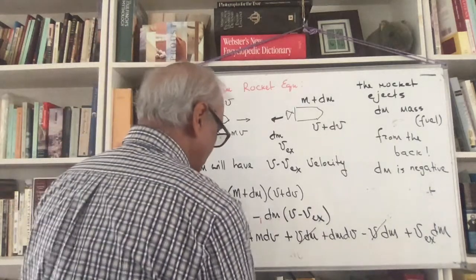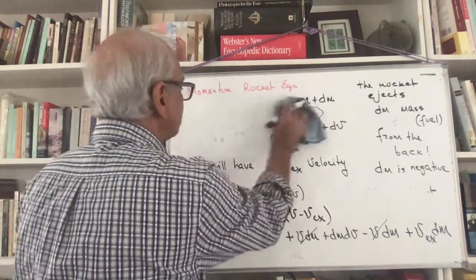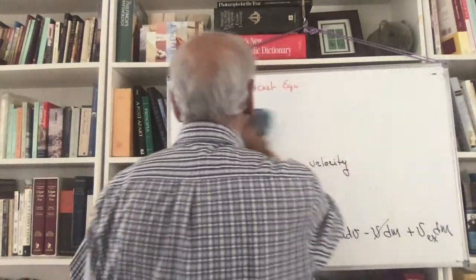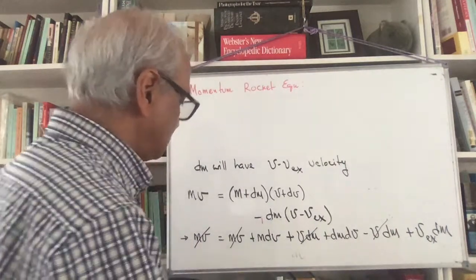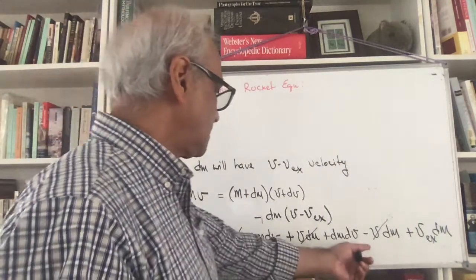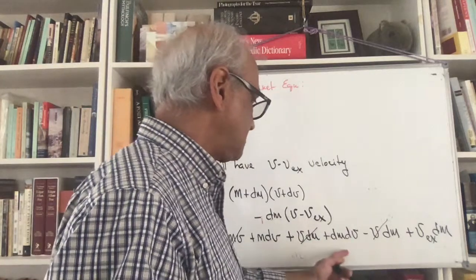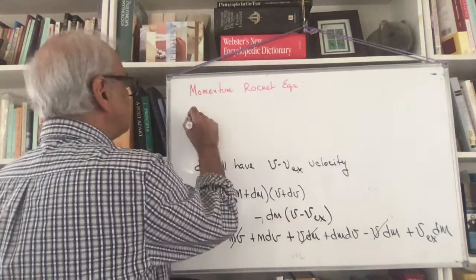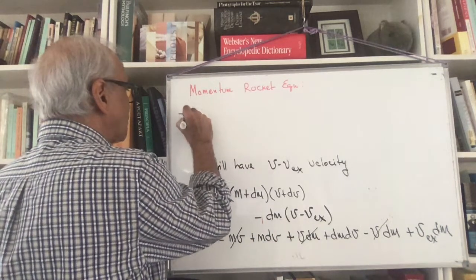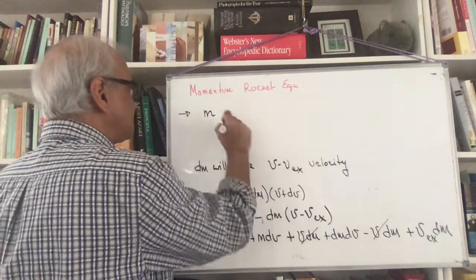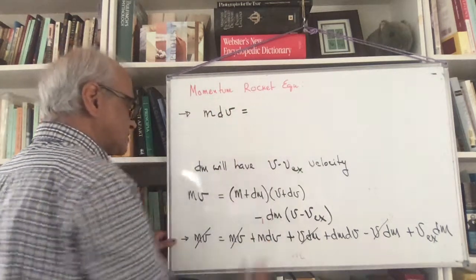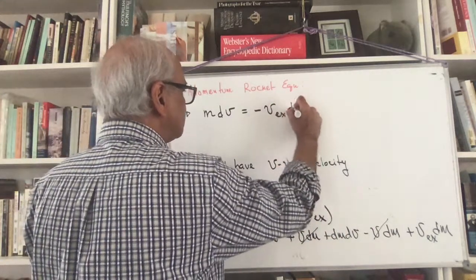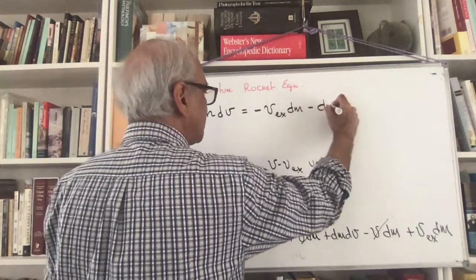Okay, so now let me erase this part. Okay, so let's see what you get. I have mdv, dmdv, vex dm. So what I'm going to do is keep mdv on one side. So it follows from there: mdv equals minus vex dm minus dm dv.